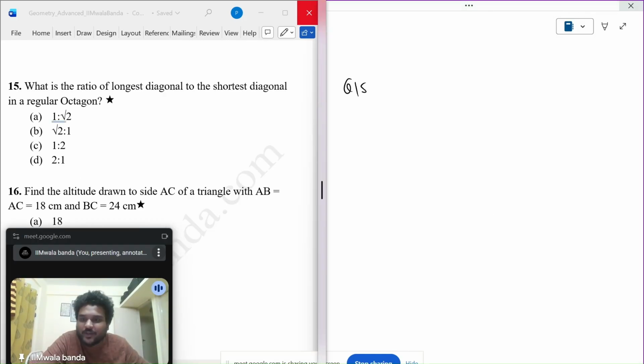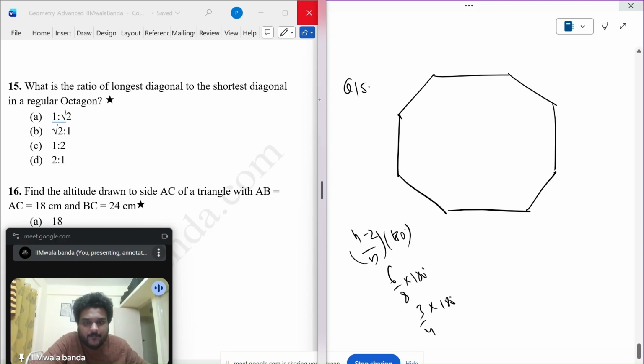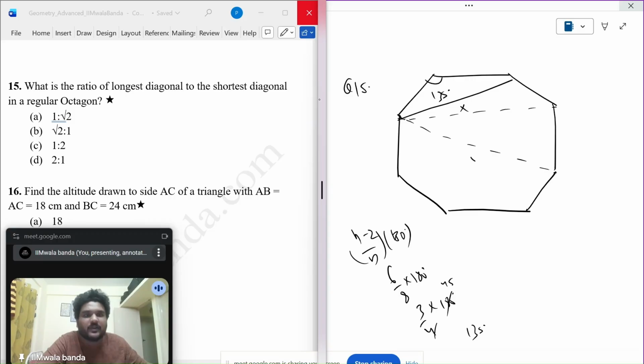All right, let's look at question number 15. We have an octagon, and quickly we'll find out every internal angle. So 6 by 8 into 180, or 3 by 4 into 180, is 135 degrees. Again, longest and shortest: this will be the shortest and probably this will be the longest.